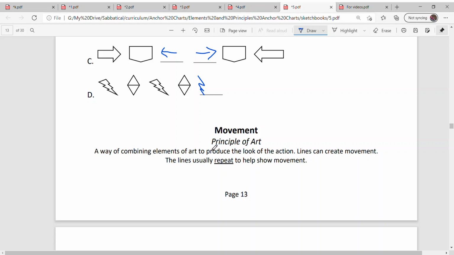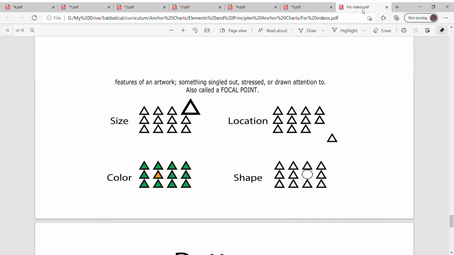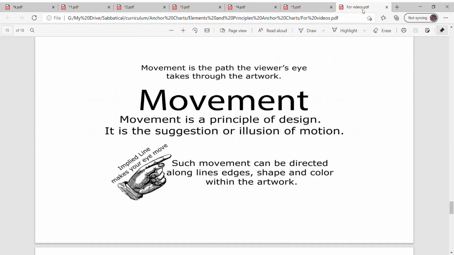So movement is a principle of art, and it's a way of combining elements of art to produce the look of action. So you can use lines to create movement, and the lines usually repeat to help show movement. You can also use something called an implied line. That makes your eye move. For example, I'm looking at this hand here and it's pointing over here and it makes my eye want to look over here. It almost forces my eye to look over here so that my eye continuously moves around my paper and doesn't stay stuck.